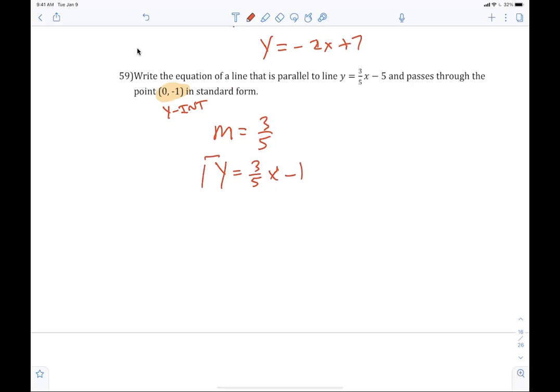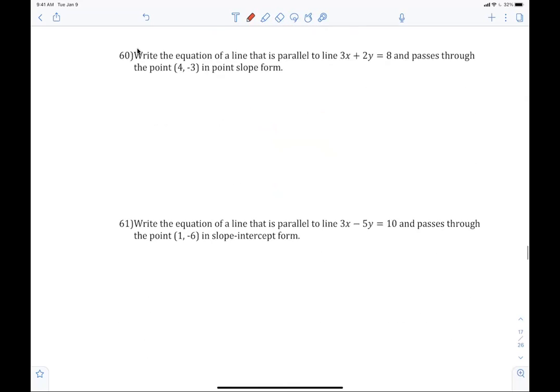First, I would multiply by what? 5. Because I don't like fractions. So now tell me what that equals. 5y equals 3x minus 5. Perfect. And now what? 3x minus 5y. Yay. 3x minus 5y equals 5. Everybody good with that? All right, I'm feeling pretty good about this.